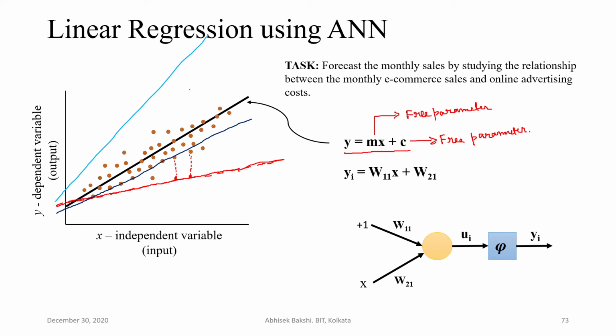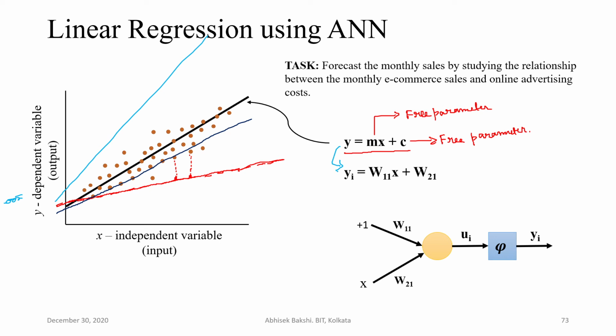So if these are adjusted, we can write the line in this way, right? Yi equal to W11 x plus W21. What is W11 and W21? This W11 is representing this M, the slope, and W21 is representing the intercept, C, the constant.